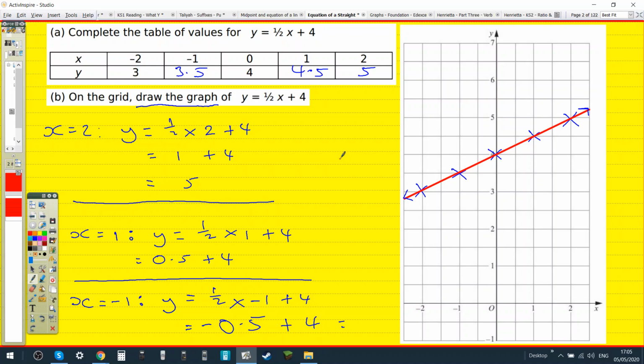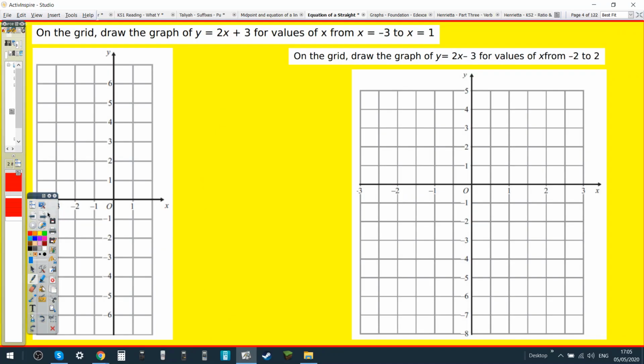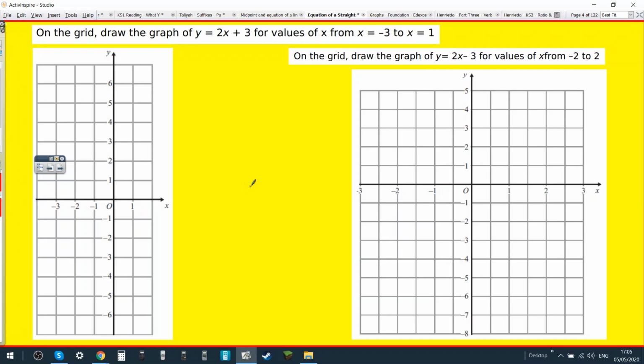Okay. Right, how would you do the one on the left? On the grid, draw the graph of y equals 2x plus 3 for values of x from x equals minus 3 to x equals 1.